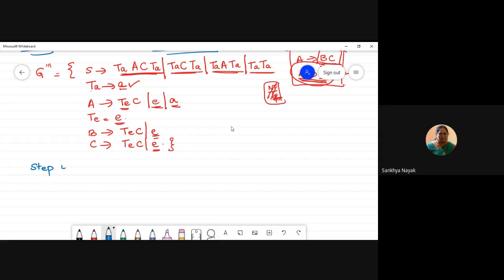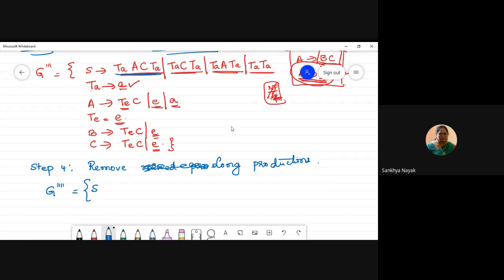Remove mixed productions. Sorry, remove mixed productions was the third step. Remove long productions. So how will I do that? Very simple. Now you see here, I will write it as G4 dashes.